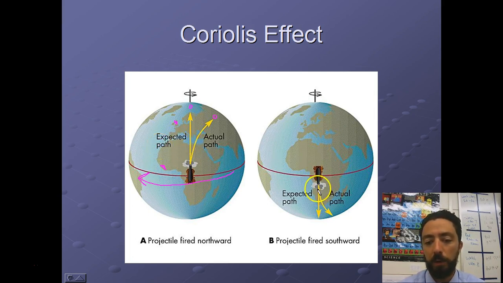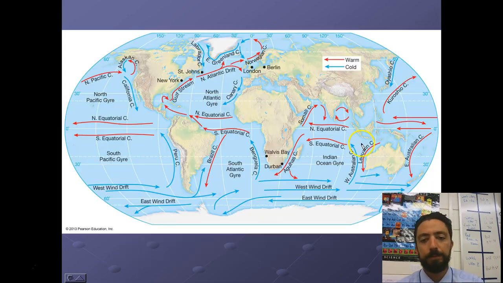In the southern hemisphere, it's reversed. So instead of turning off to the right like it does in the northern hemisphere, in the southern hemisphere, it would turn off to the left. And again, the same reason, because the Earth is spinning east to west. Right, that shot's not going to land at the South Pole. It's going to land a little bit off to the left of it, if you flip your perspective.